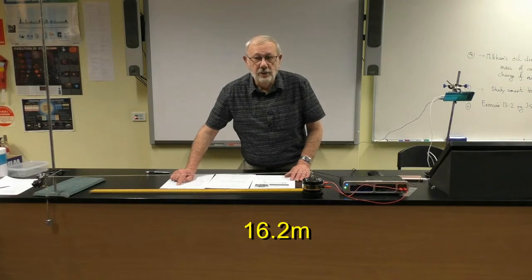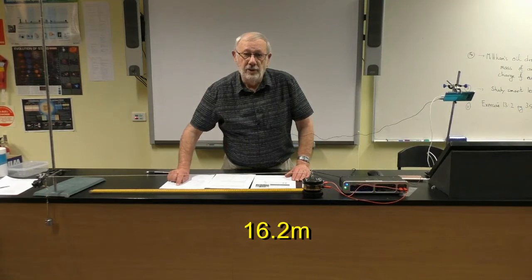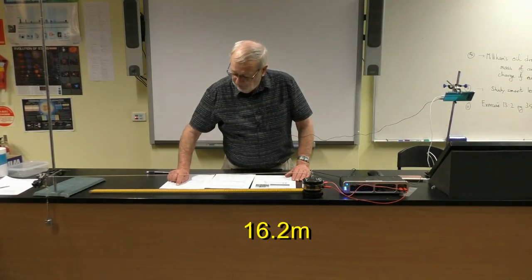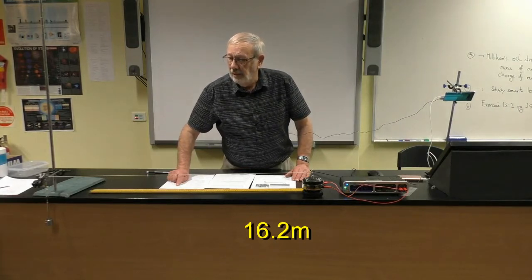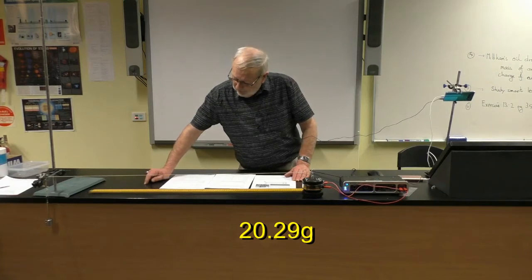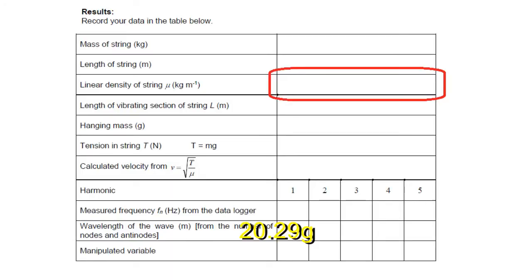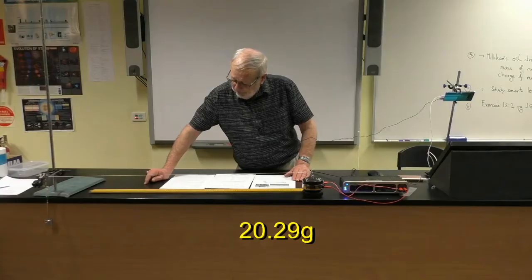Now the mass also needs to go into that table on page 31 or thereabouts, where you are recording your results. And the mass of the string was 20.29 grams. That will enable you to work out the linear density, which is in the next row of the table. You will simply divide those, the length into the mass to get the linear density.